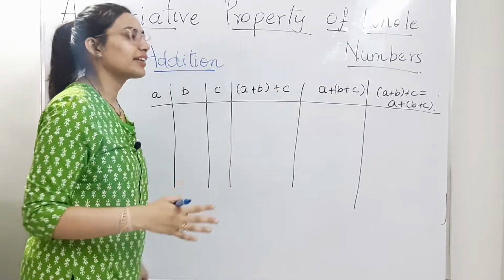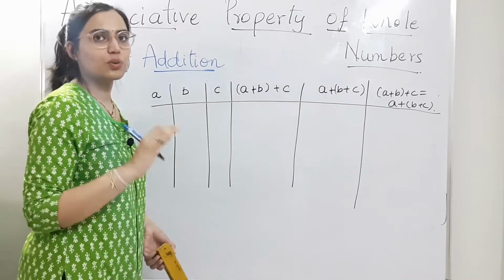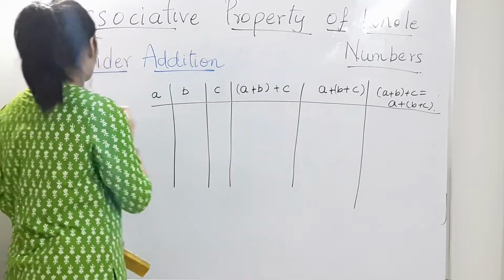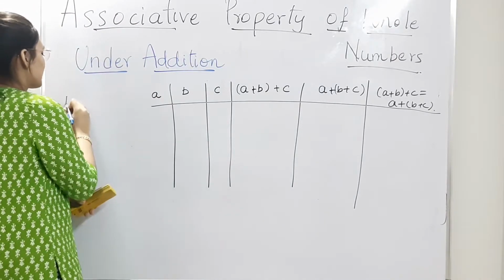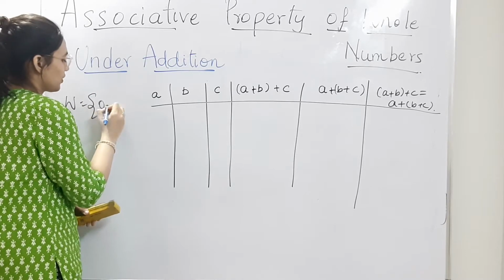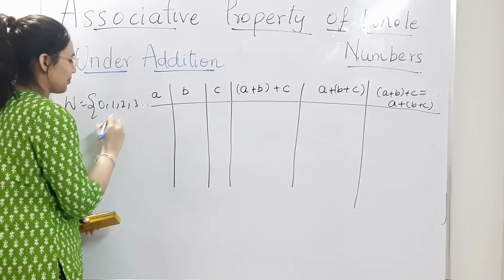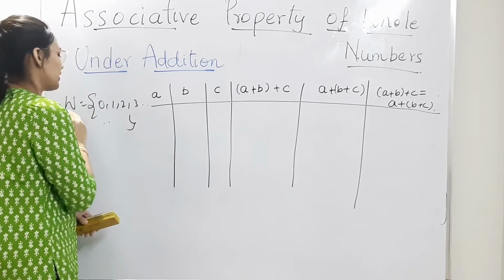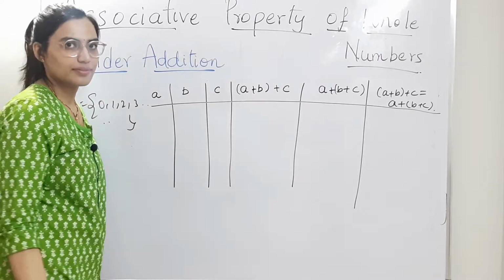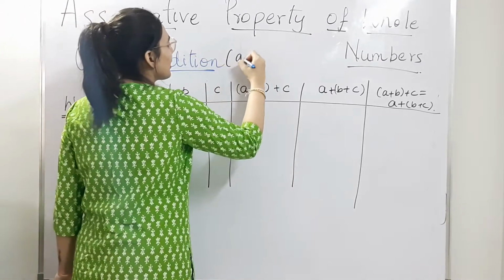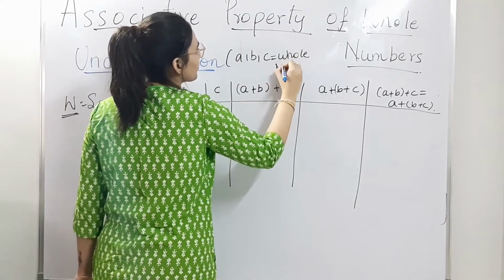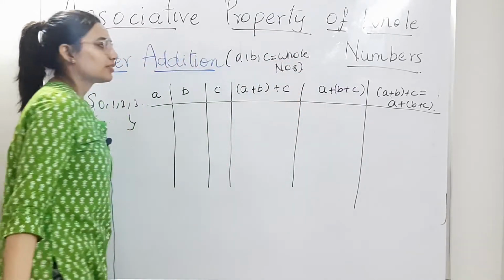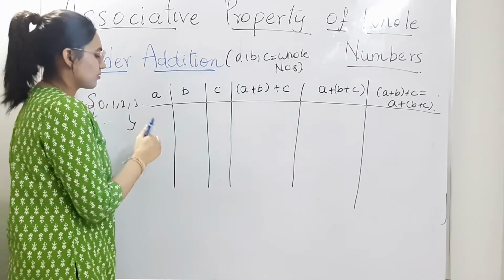You can find combinations using your own numbers, but remember they all need to be a part of this set, W equals 0, 1, 2 and so on. That means simply we are saying that they all should be whole numbers. In here A, B, C are whole numbers. Now let's take these combinations.